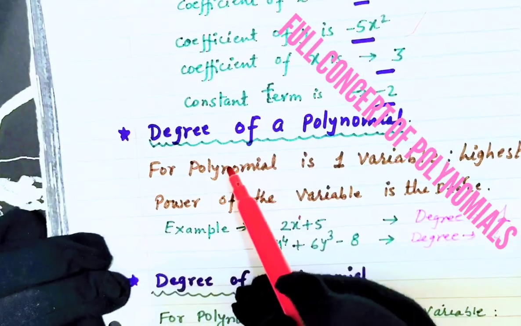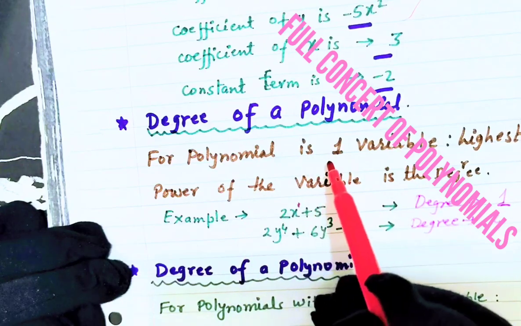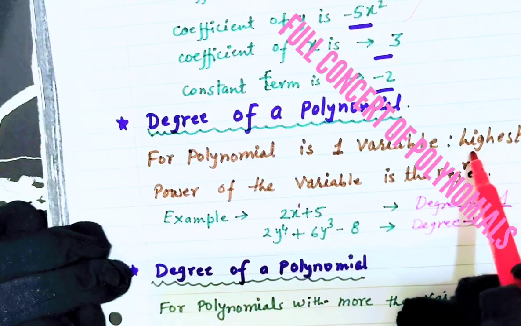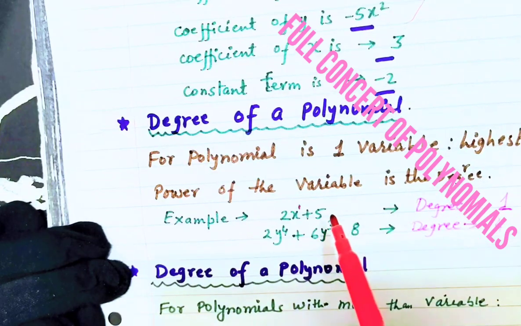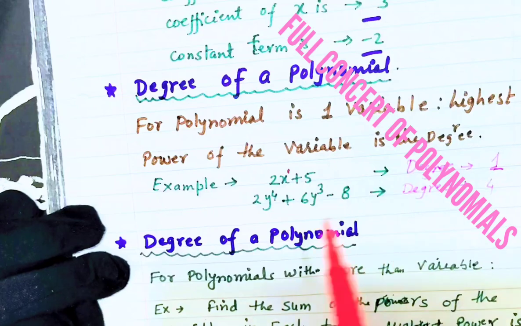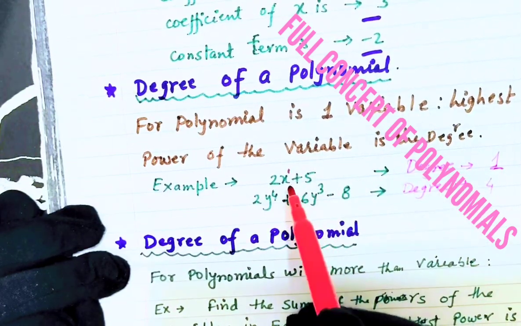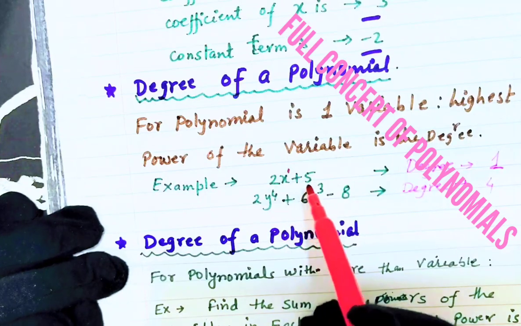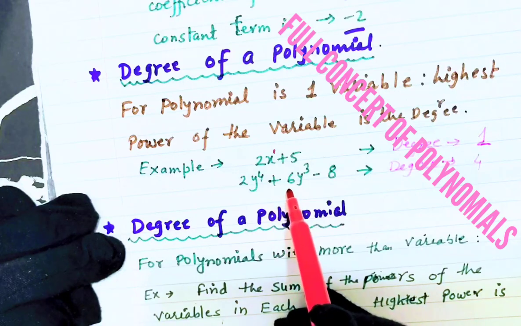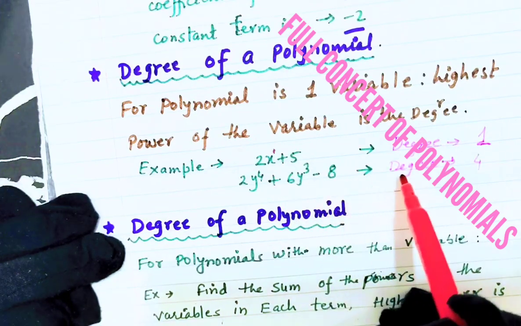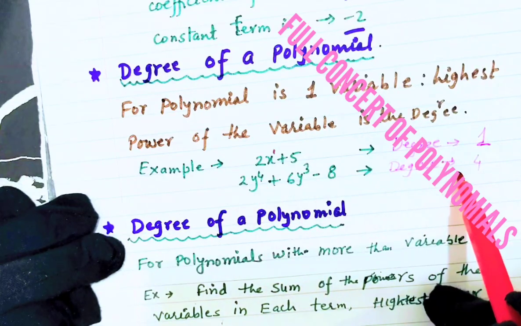Now guys, the degree of a polynomial. What is the degree of a polynomial? For a polynomial in one variable, the highest power of the variable is the degree. In any polynomial, whatever the highest power is, that will be the degree of that polynomial. For example, 2x plus 5: the highest power of the variable is 1 here, so the degree will be 1. For example, 2y to the power 4 plus 6y cube minus 8: the highest power of the variable y is 4, so the degree will be 4.